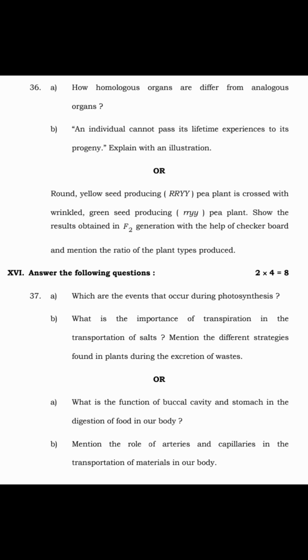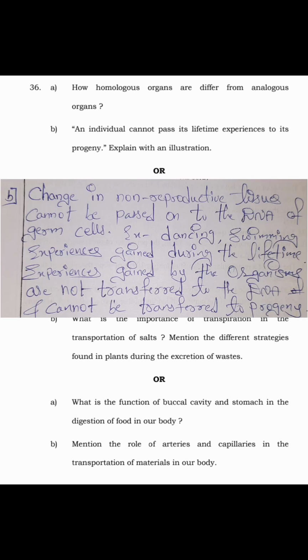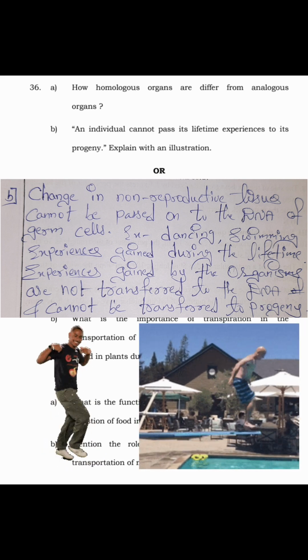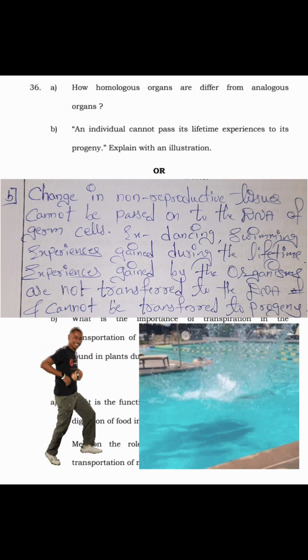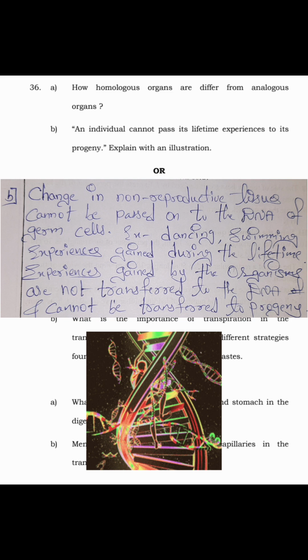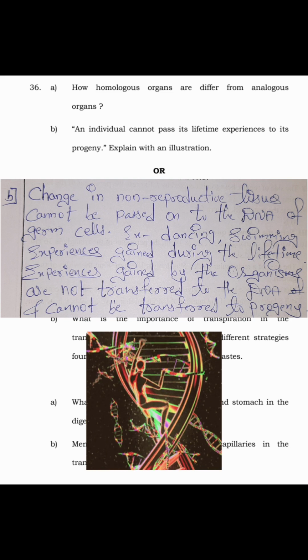36th B: An individual cannot pass its lifetime experience to its progeny or next generation. Explain with an illustration. Change in non-reproductive tissues or somatic cells cannot be passed on to the DNA of germ cells of the progeny. Example: dancing, swimming experiences gained during the lifetime. Experiences gained by the organisms are not transferred to the DNA and cannot be transferred to the progeny.